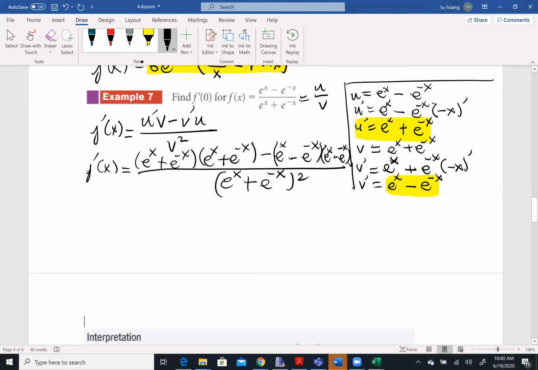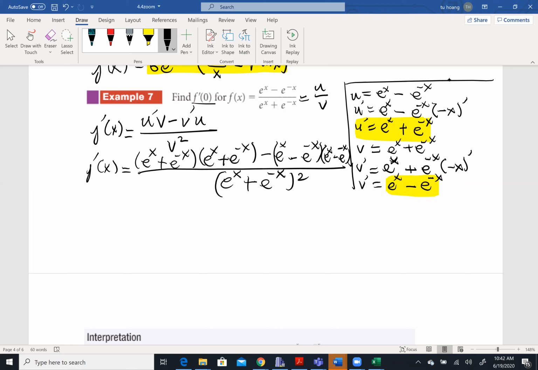Okay, so now I'm going to look back at what we are doing. We are looking for f derivative of 0. In this case, you can simplify one more time, or you can even apply x equals 0 into f derivative of x right away.